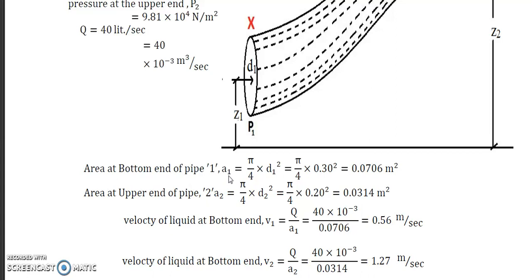Then you have calculated the area and Q is given, so easily you can calculate the velocity at both ends. Now you are calculating the velocity of liquid at the bottom end, that is V1 is equal to Q by A1. All of you know that Q is equal to AV, area into velocity. So velocity is equal to Q by A. Now you are calculating velocity at the bottom end, that's why writing V1. So V1 is equal to Q by A1. So Q is already given, 40 into 10 to the power minus 3, then A1 is equal to 0.0706. If you calculate you will get 0.56 meter per second.